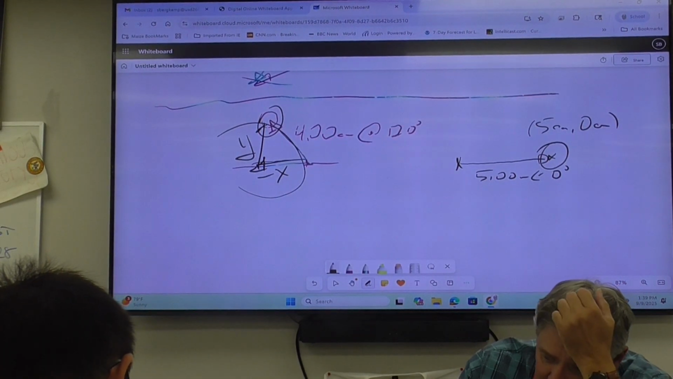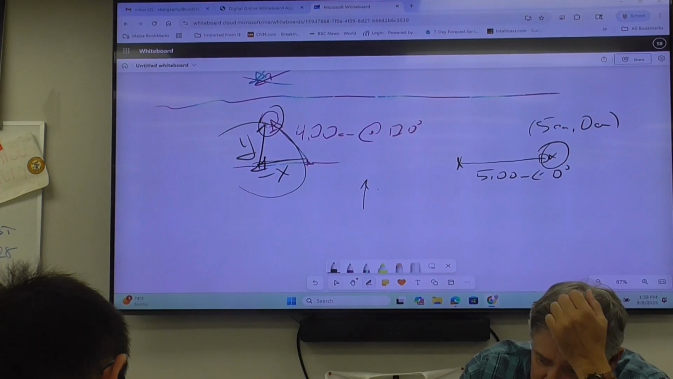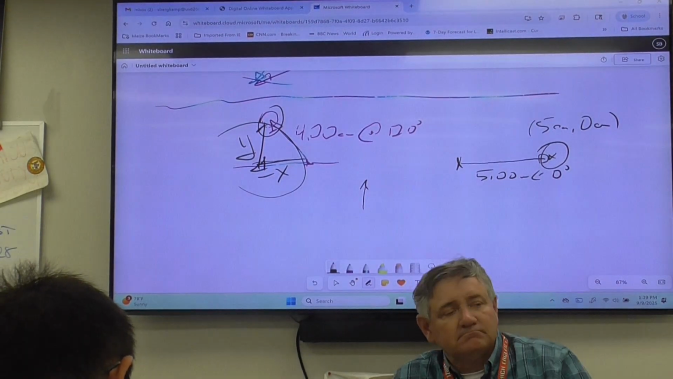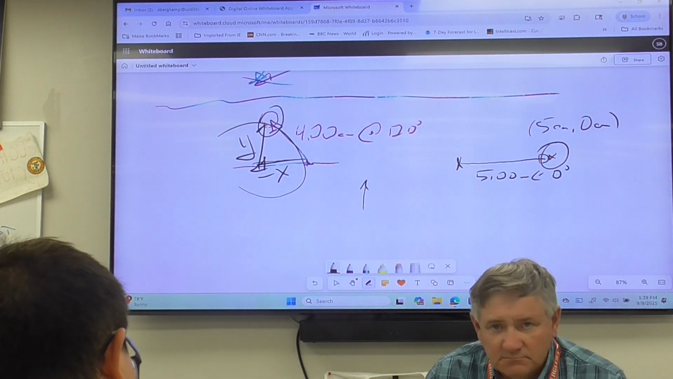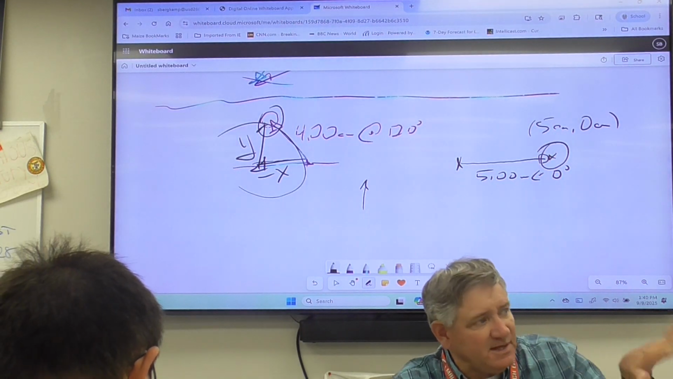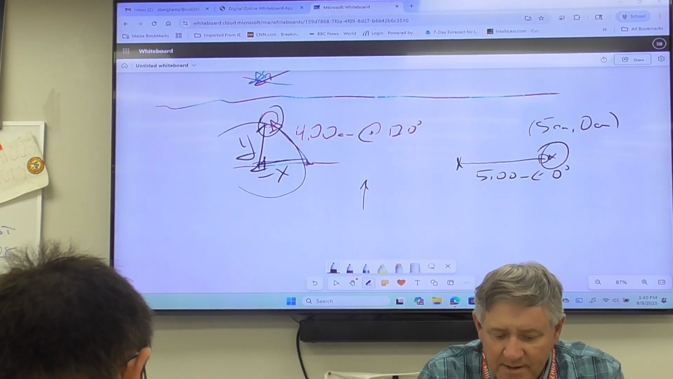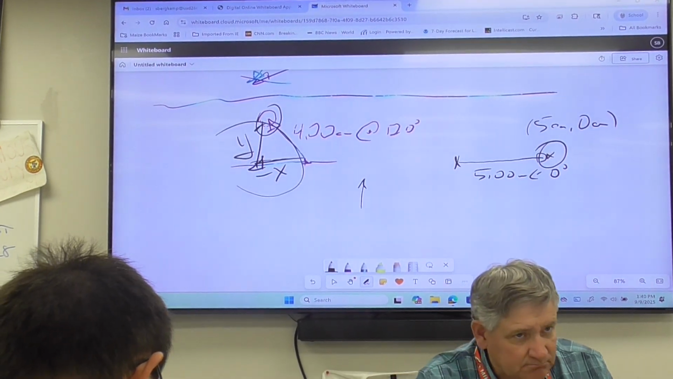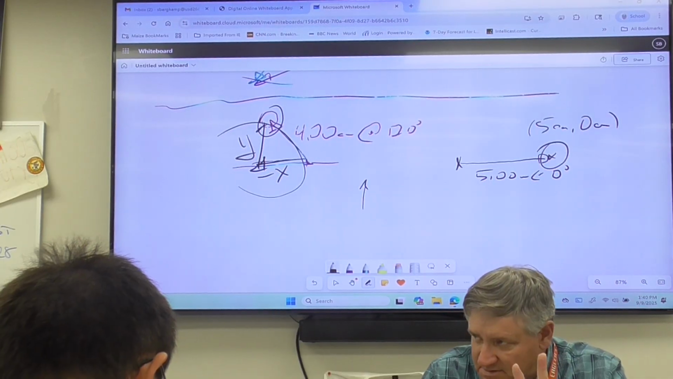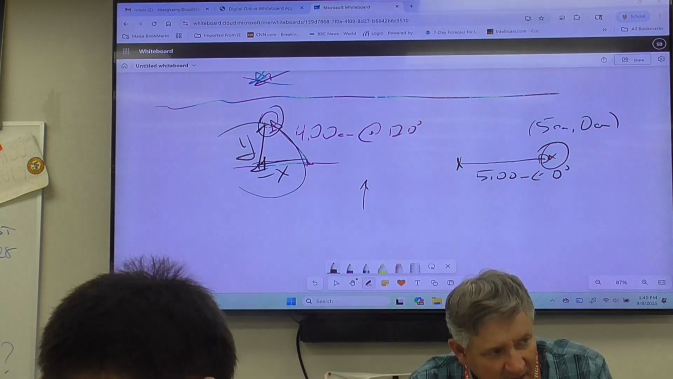Now, vector B points straight up. So what's the x component of vector B? 0. You have no movement in the x direction. The y component is going to be positive 3 centimeters. Same coordinate system. Now, let's talk about C.